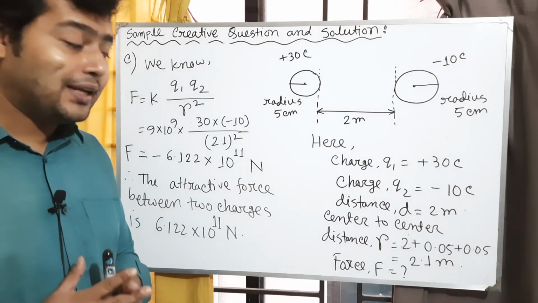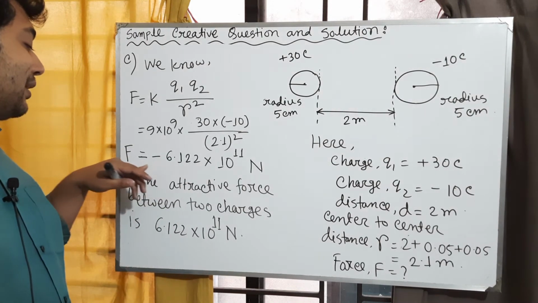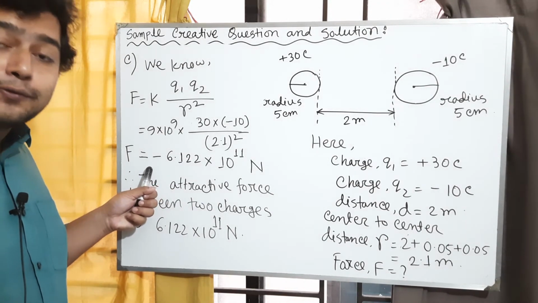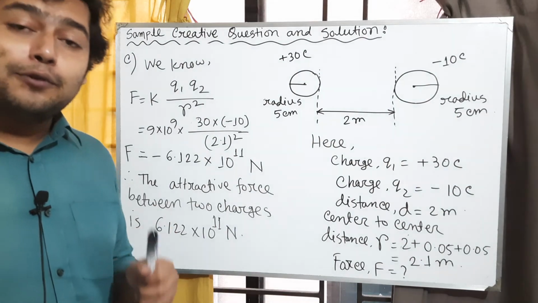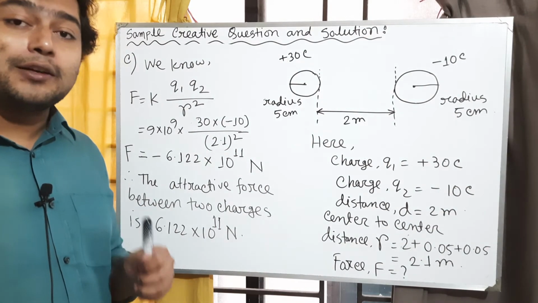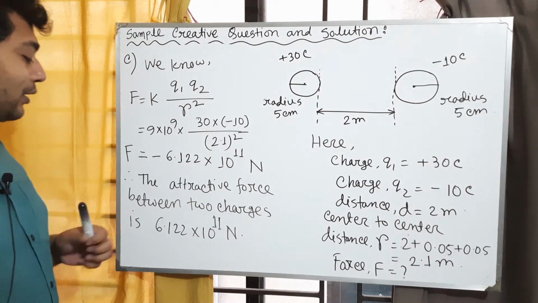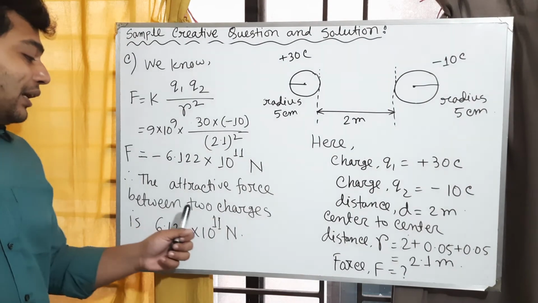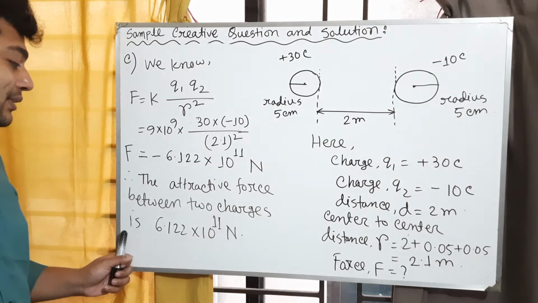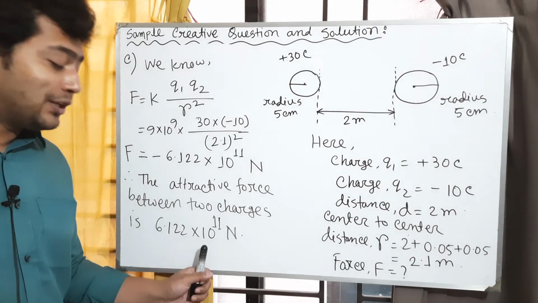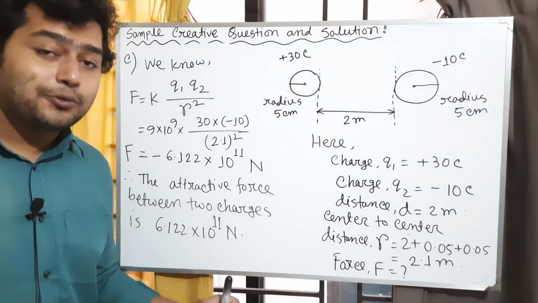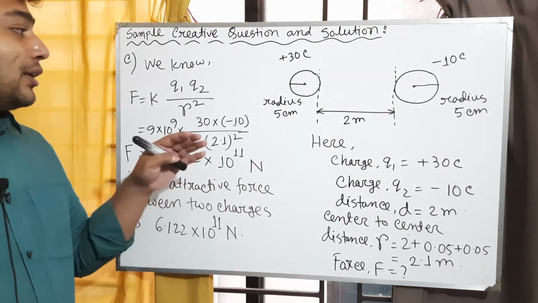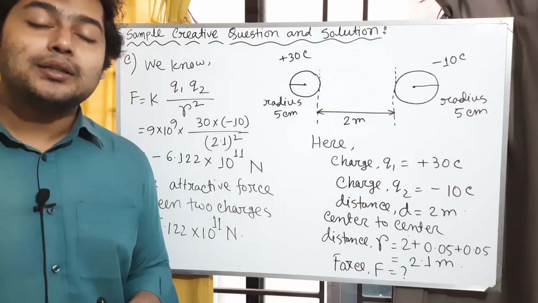Okay. I am repeating it again, the negative sign of this force means that the force is attractive. So, we can write that the attractive force between the two charges is 6.122 into 10 to the power 11 Newton. Okay. So, my dear boys, this is the solution for question number C.